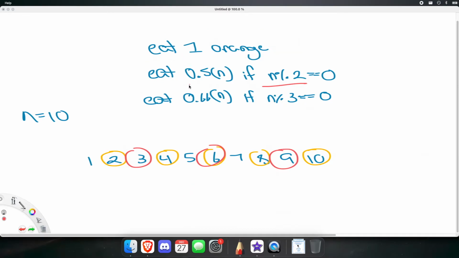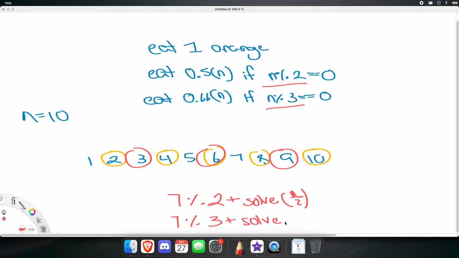We can instead, let's say we're on day 7, correct? Let's say we're on day 7. If we're on day 7, instead of making a recursive call of just 7 minus 1, what we can do is 7 modulo 2 plus that recursive call with n divided by 2 oranges. And we could do the exact same for modulo 3, so 7 modulo 3 plus that recursive call if we were to eat 2/3 of the oranges.